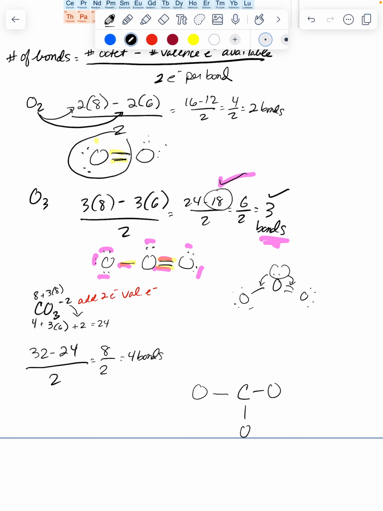Okay, so we have 3 bonds so far. We need 4 bonds. So somebody gets a double bond. That's all that means. Any oxygen can have it. Doesn't matter where you put it. On any of those oxygen is correct.